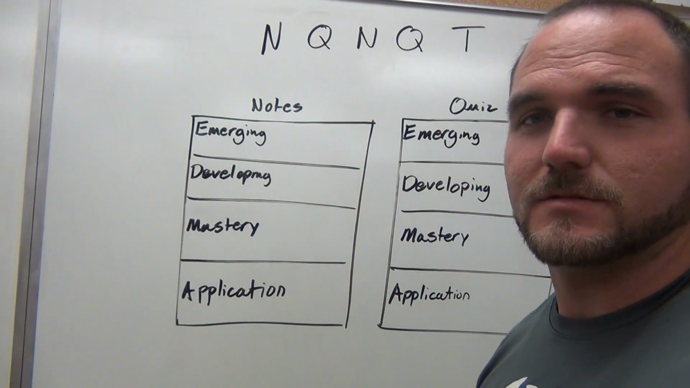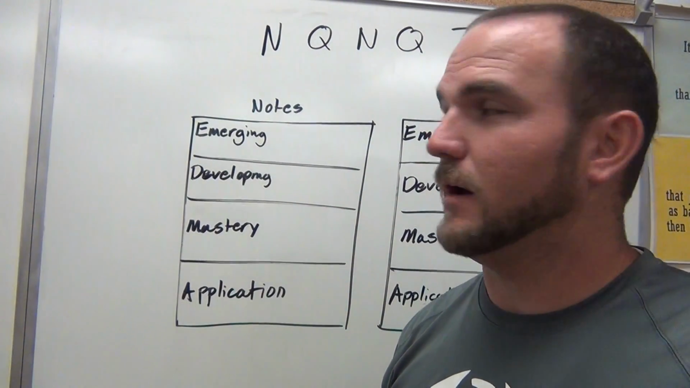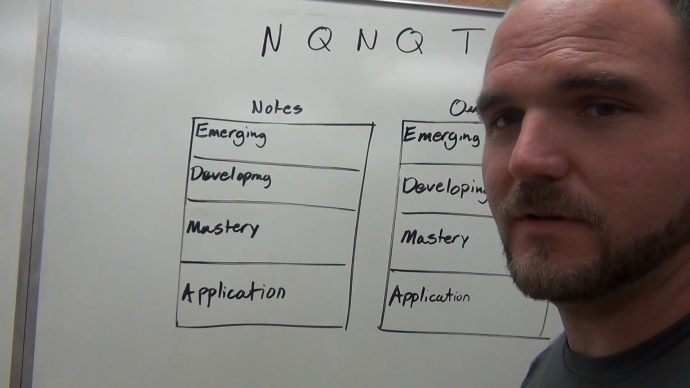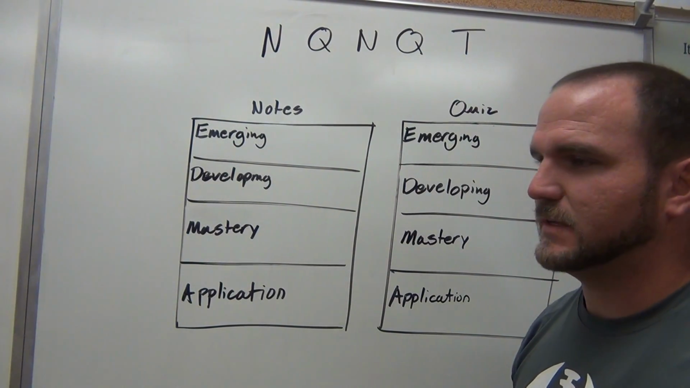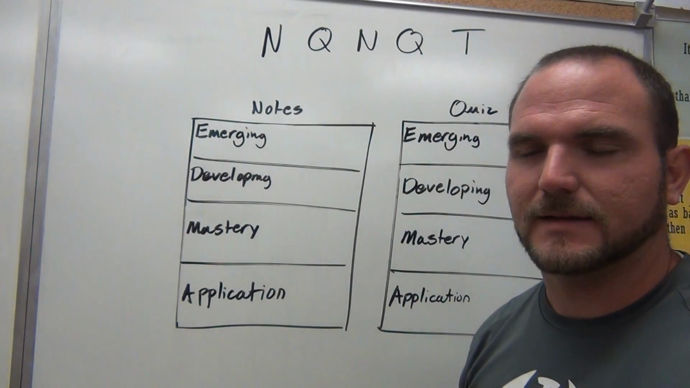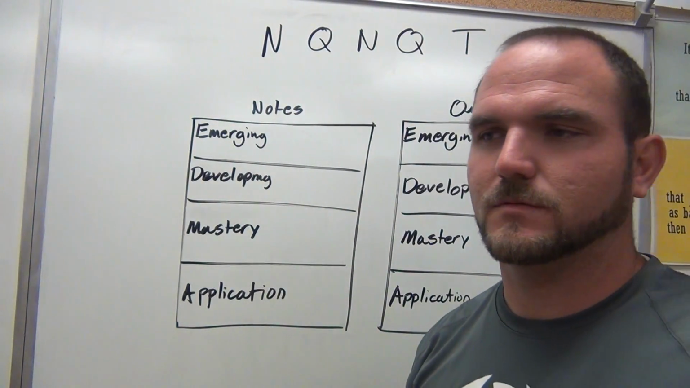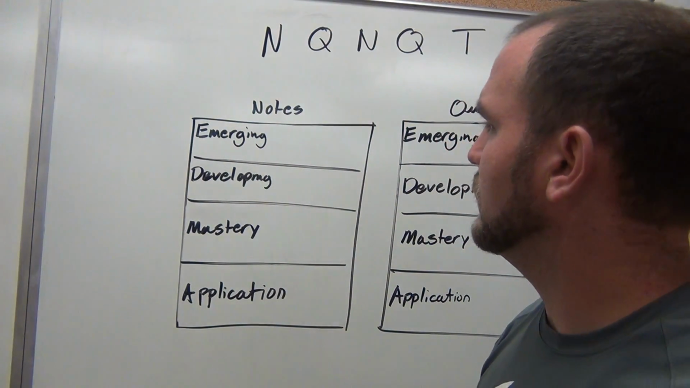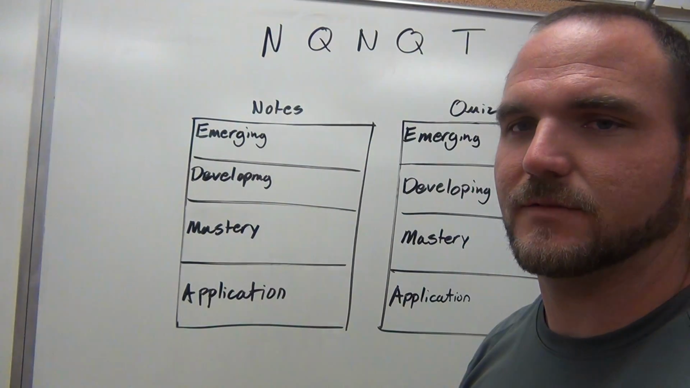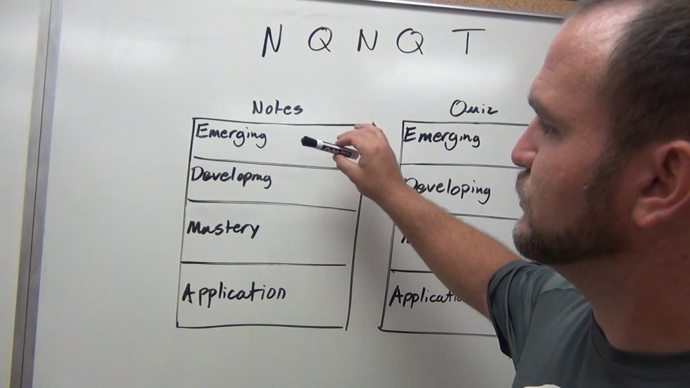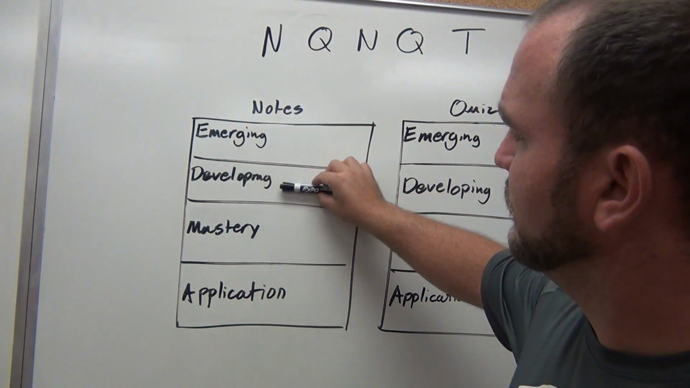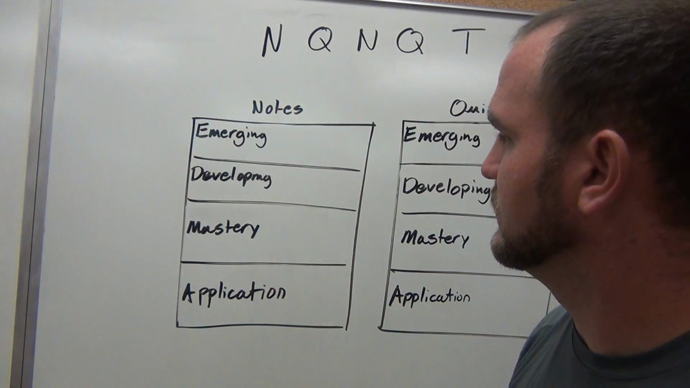All right, so first thing I want to talk about, I kind of drew up a little bit of a diagram here of some things that the kids would see normally in my class. First of all, we do notes, and I split up the notes into different sections. These sections are split up into emerging, developing, mastery, and application.